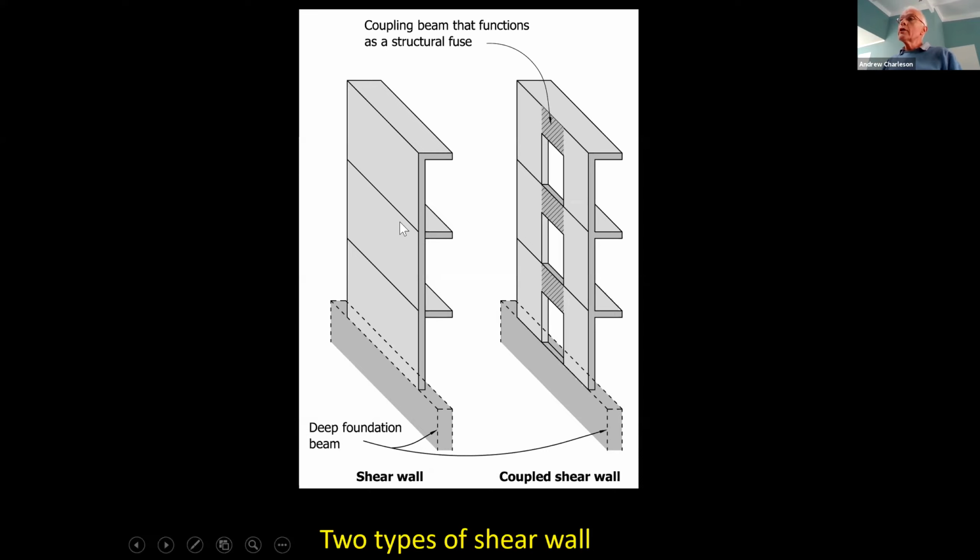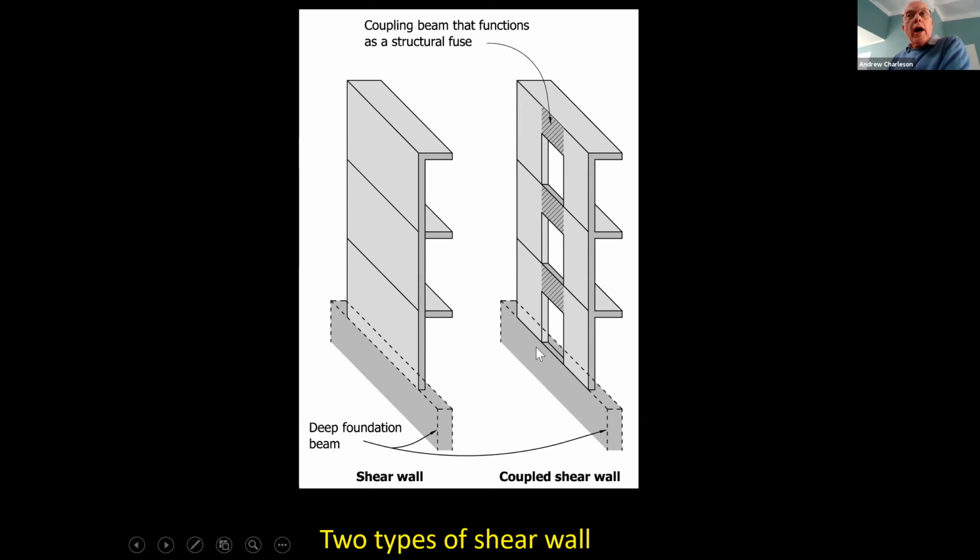And so here is a typical shear wall. It usually requires a deep foundation beam, and often it will have tension piles underneath the beam. And the wall will be continuous right up to the roof, and it will connect at each floor level.